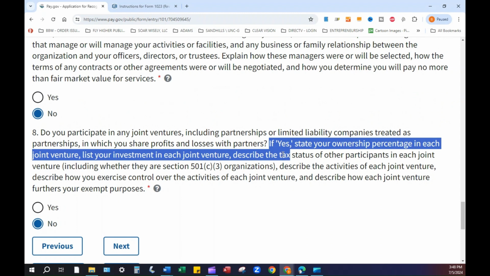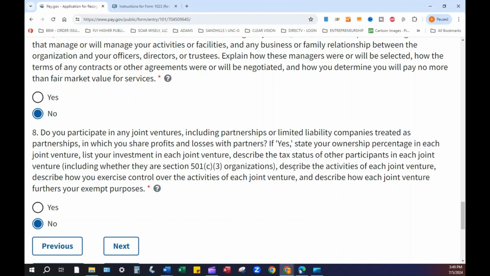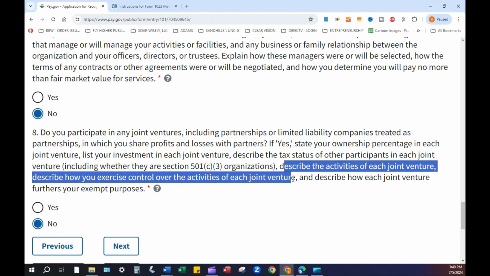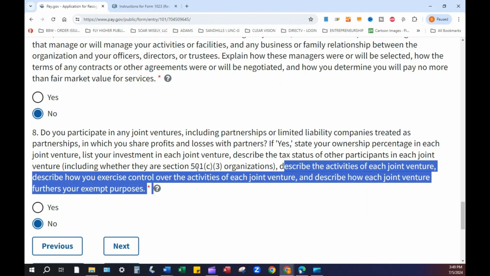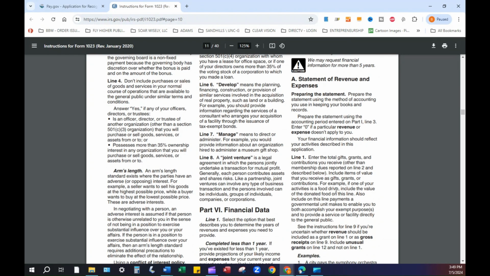List your investment in each joint venture. Describe the tax status of other participants in each joint venture, including whether they are Section 501(c)(3) organizations. Describe the activities of each joint venture. Describe how you exercise control over the activities of each joint venture. And describe how each joint venture furthers your exempt purpose. It's a lot, but if you answer yes, you've got to answer that question.